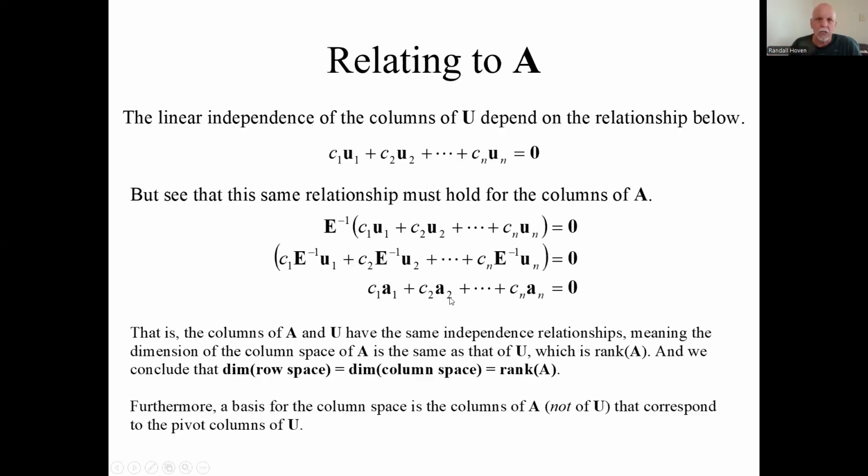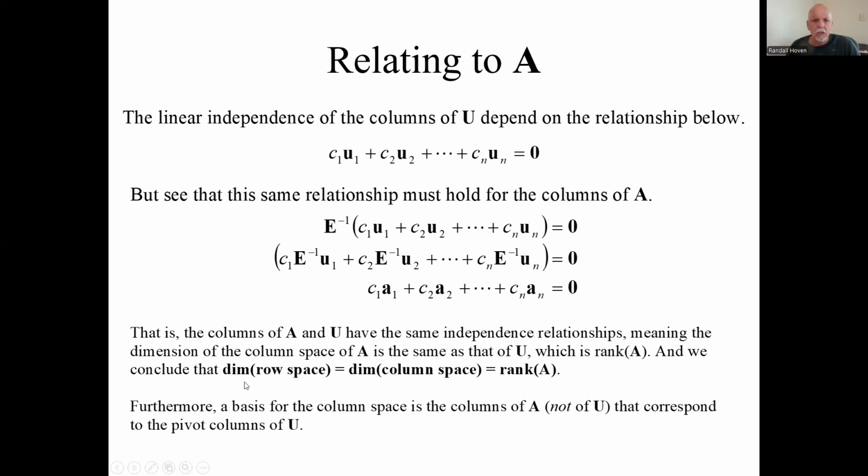Got a one-to-one correspondence. So we do the linear independence of the columns of U using this test. And we already knew that relationship. The pivot columns were independent, non-pivot columns were not. But if I take this same relationship, multiply by this E inverse, carry that out in there, I get the A's. The same relationship with the A's as with the U's, meaning the same columns of each will be linearly independent or not linearly independent.